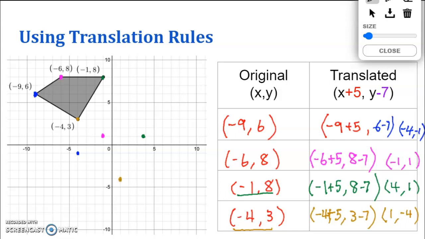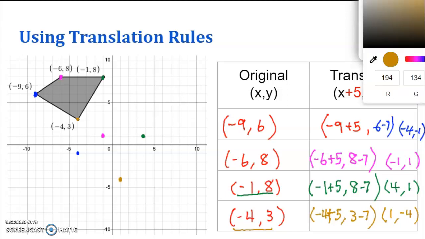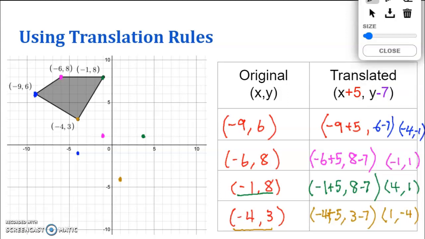Okay, now that I have plotted it, I can join using a straight line. Okay, and that's my shape. So this is the original. This is my image after translation. Notice that the shape is the same. The orientation is the same. The only thing that has changed is its position.